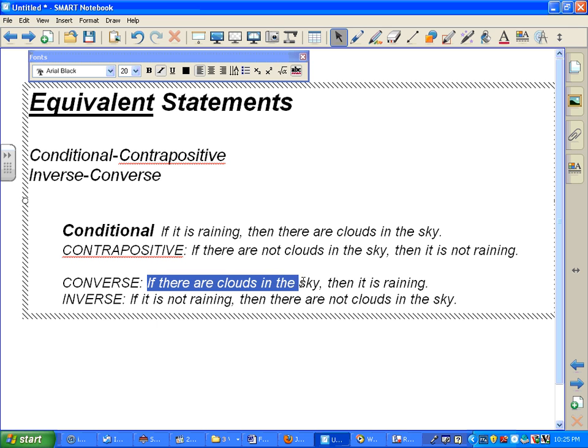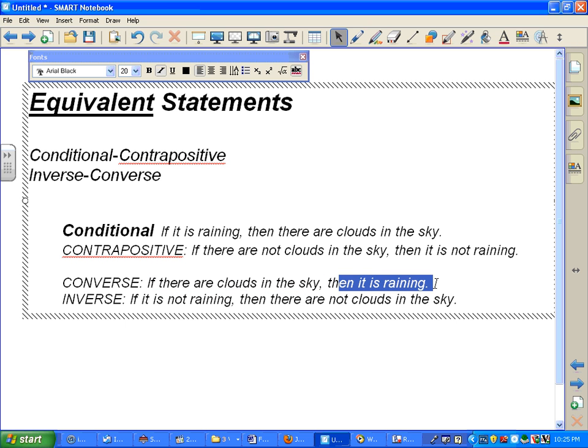If there are clouds in the sky, then it is raining. Is that necessarily true? No. If it is not raining, then there are not clouds in the sky. Does that make sense? Equivalent statements. The conditional goes with the contrapositive. The inverse goes with the converse. And we'll do more examples of this. This is spelled out on page 80 of your book. All this conditional stuff.